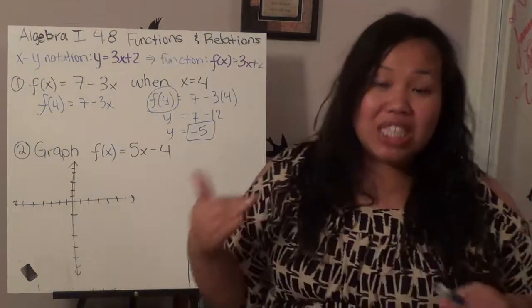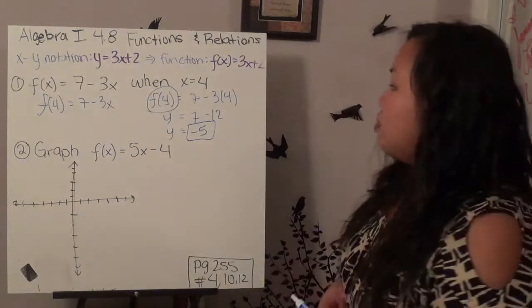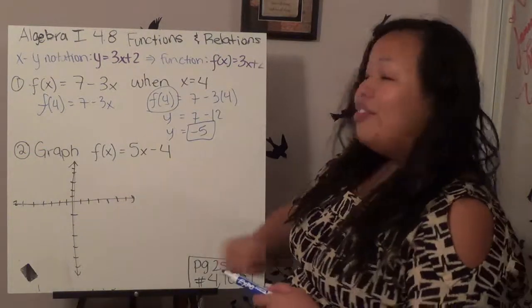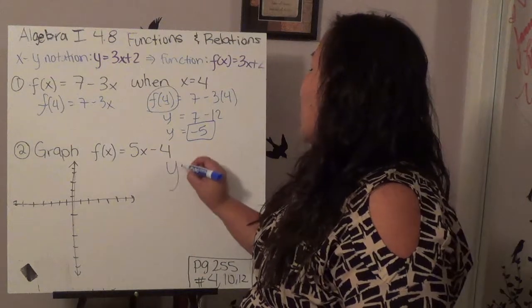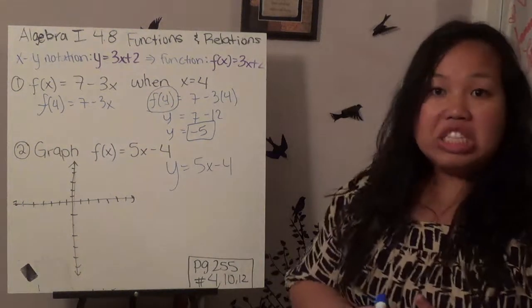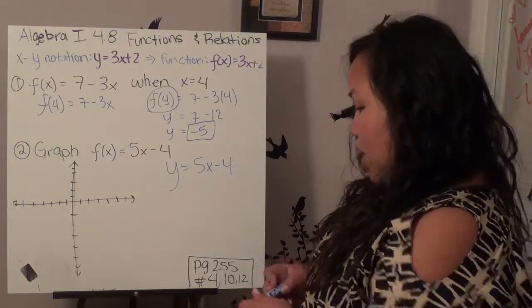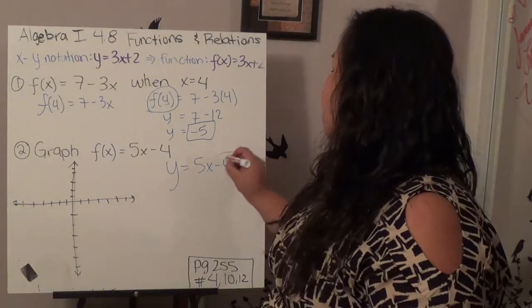I know I'm overemphasizing that, but it's a common mistake for people to forget, so just keep that in mind. Now, just like the last section, when they want you to graph, it's the same thing. Think of this exactly like y equals 5x minus 4. That look familiar? It's the same thing that you did in the last section. So I'm going to start with my y-intercept. Negative 4 is my y-intercept.